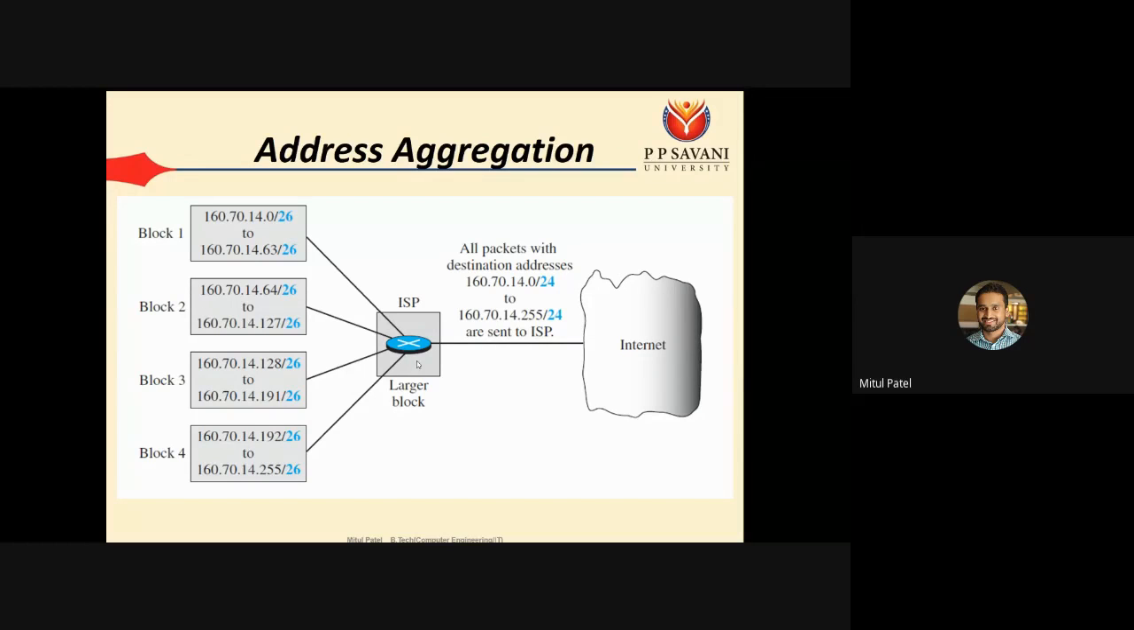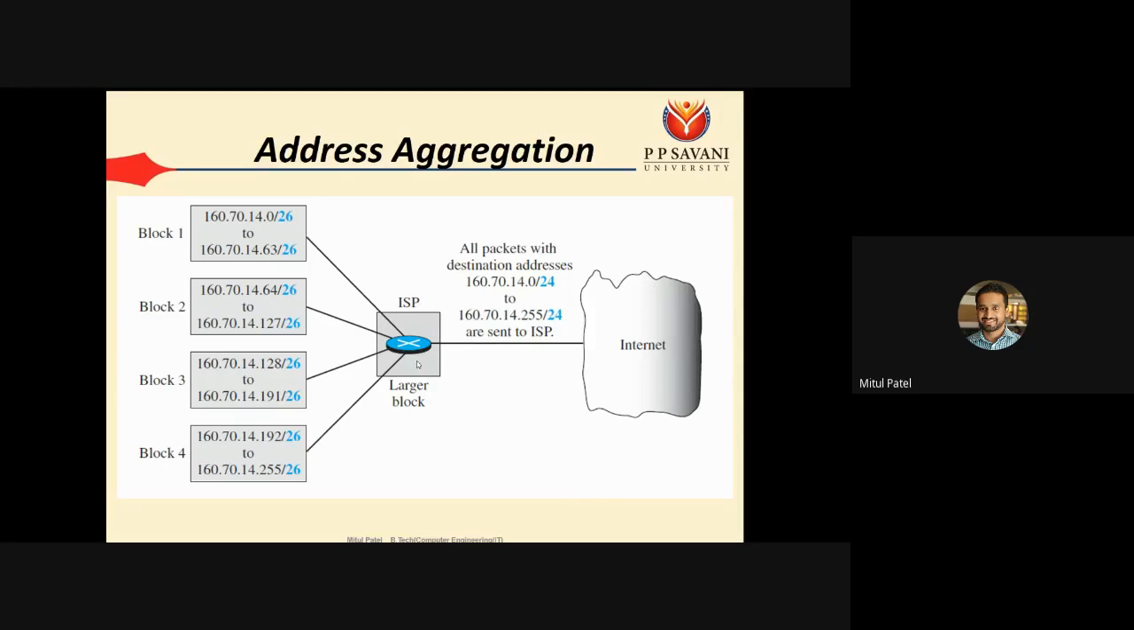You can search it. This is one authority, ICANN, that will provide you a set of addresses. Individual assignment is not done by ICANN, but ICANN provides a set of addresses to your ISP.